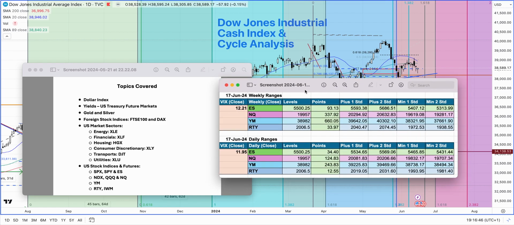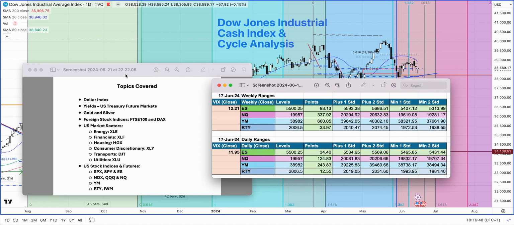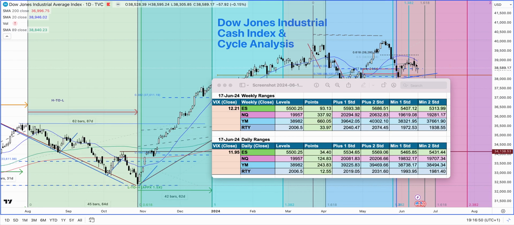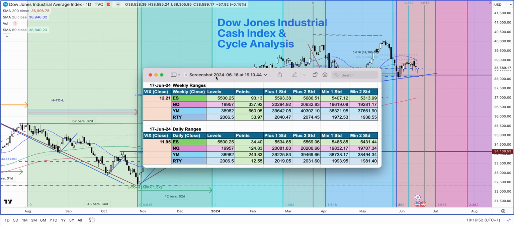What you see here, these are the weekly ranges. Let me move this one away. These are the weekly and daily ranges to be expected for the week of 17th of June. The upper portion is the weekly ranges, and on the bottom half you see the daily range to be expected for tomorrow, that is 17th of June 2024.